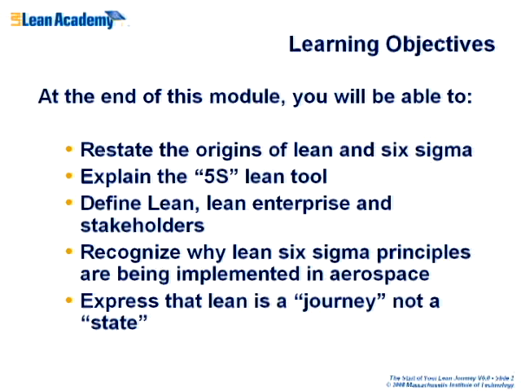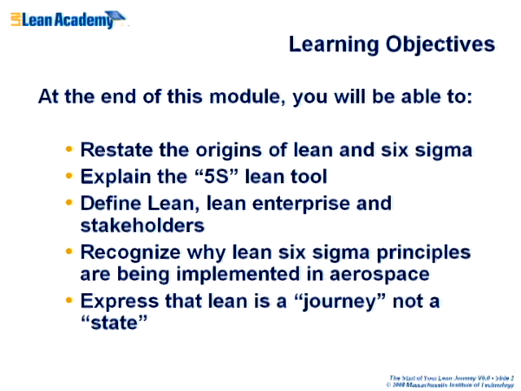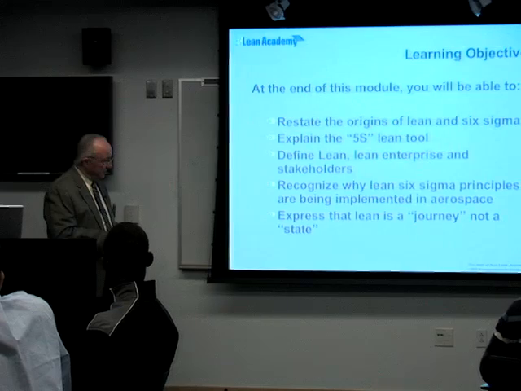By the time we get done, you're going to be able to differentiate between lean and Six Sigma, and I know that one of the attendees today mentioned that that's why they came. We're going to talk about the 5S tool, a derivative of the original Japanese lean concepts. You'll be able to define the difference between lean and a lean enterprise and stakeholders, and recognize why lean Six Sigma principles are being implemented in aerospace, because it's turned out to be a very, very valuable tool.